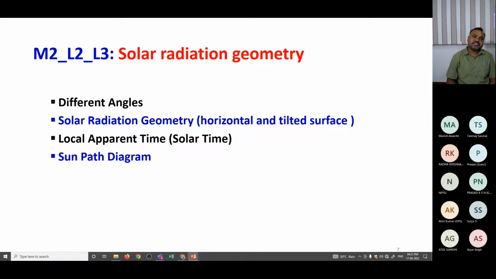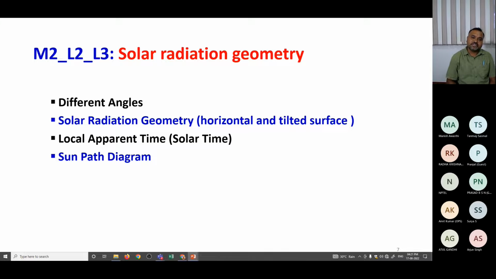In lecture 2 and 3 of module 2, we have discussed solar radiation geometry, because this is very, very important: at what angle solar radiation comes, and then how we need to take a look at the situation about radiation consideration. And that's how we need to learn the different angles, like what is latitude, what is declination, what is hour angle, what is surface azimuth angle. All angles were studied very exhaustively.